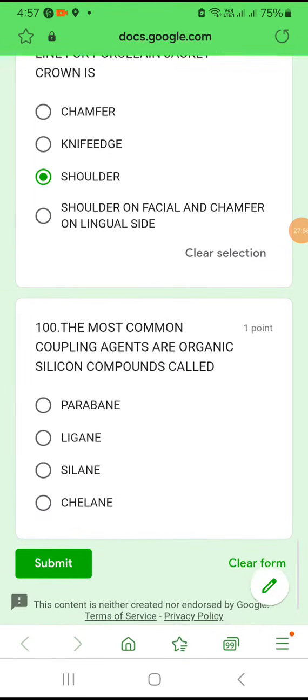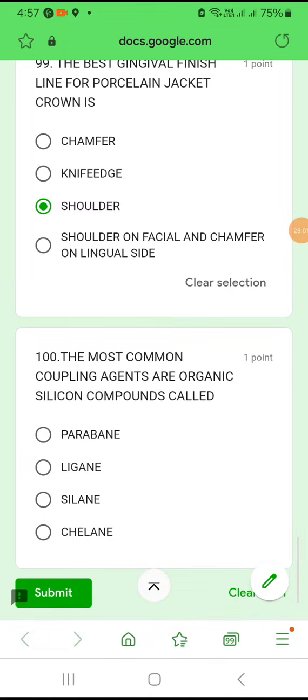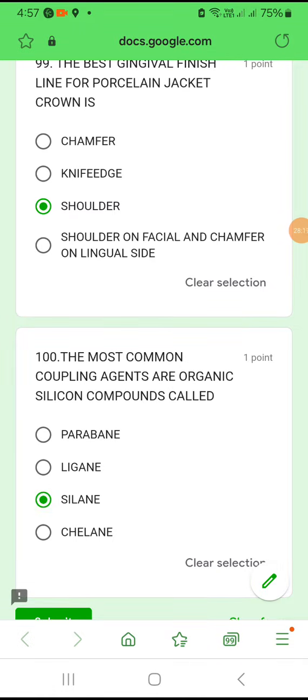Last question. The most common coupling agents are organic silicon compounds called as paraben or ligane or silane or chelane. The most common coupling agents are organic silicon compounds called silanes. Okay. So with this we come to the end of 100 questions.